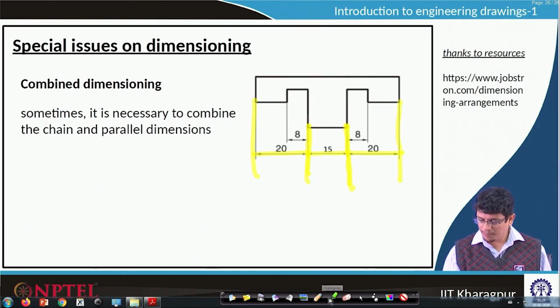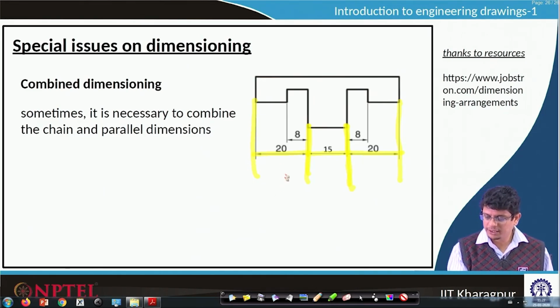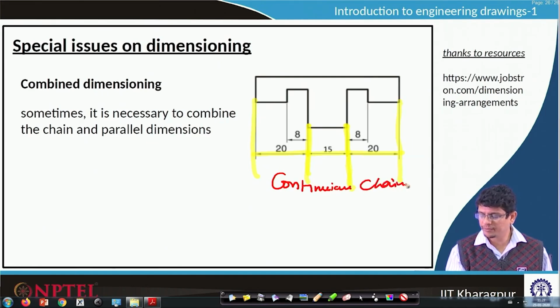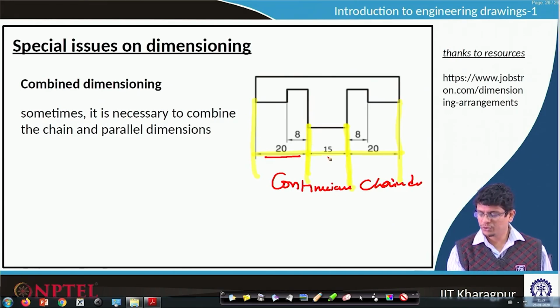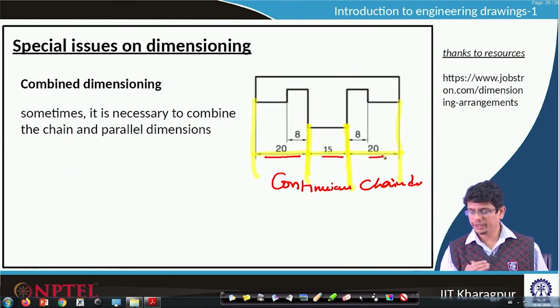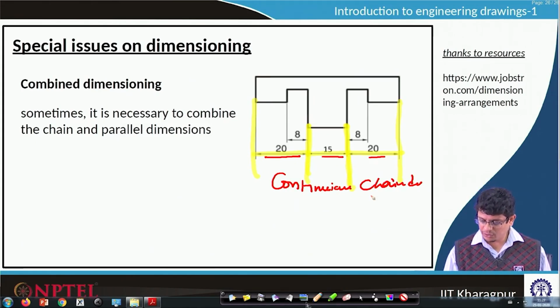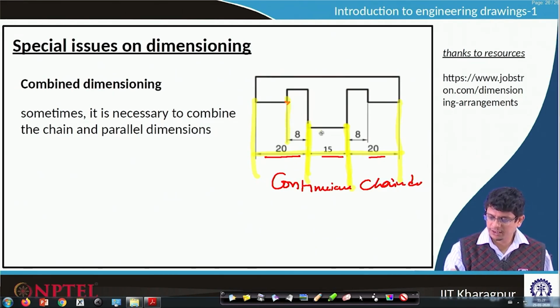So, these are parallel, these are a kind of continuous chain dimensioning. If you are noting 20, 15, 20 next to each other, it is a continuous chain dimensioning. Let us look at other ones. This to this and this to this.